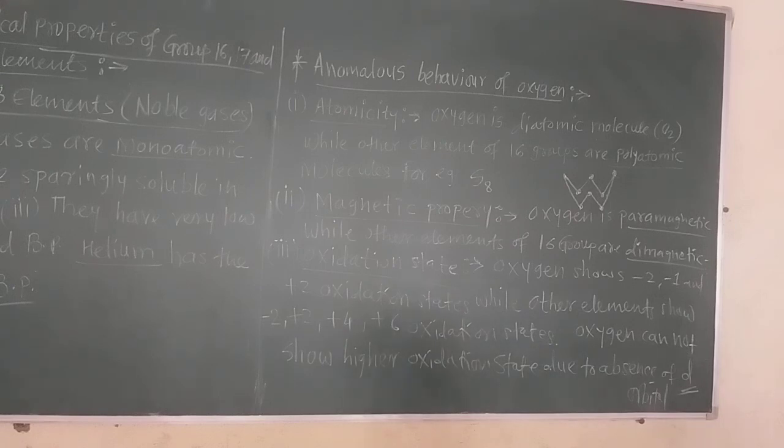But why the anomalous behavior? What is the reason? I told you already that it is due to the small size of the oxygen atom, high electronegativity value in its group, and absence of d orbitals. All the other members of this group have d orbitals, only oxygen does not have d orbitals. Oxygen has a higher electronegativity value and smaller atomic size. Now let us see the anomalous behavior of fluorine.